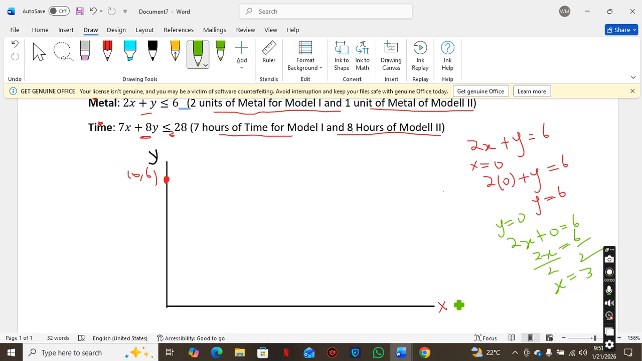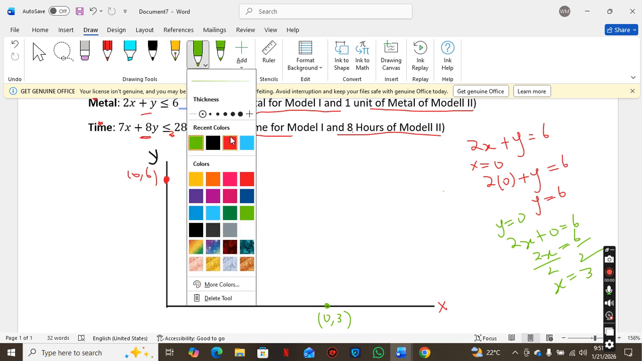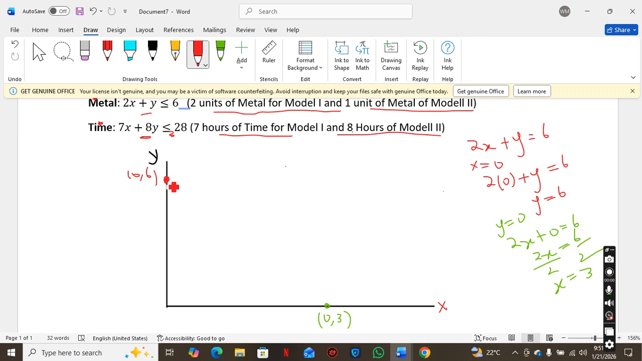Okay. So our second point here on our x-axis, when y is 0, x equals 3. So you just connect this line. This is the first line for the metal constraint. Okay, this is our line for the metal constraint. Any questions before now I go to the line for the time constraint?